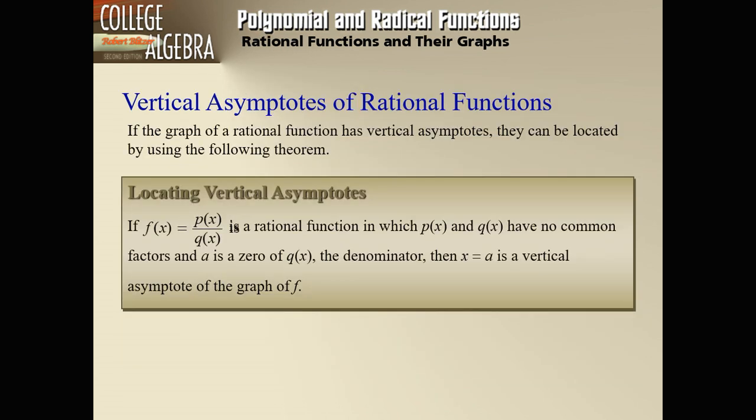The vertical asymptotes of rational functions. If the graph of a rational function has vertical asymptotes, they can be located by using the following theorem. Okay, so if f of x is equal to p of x over q of x is a rational function in which p of x and q of x have no common factors and a is a zero of q of x, so the denominator, then x equal to a is a vertical asymptote of the graph of f.